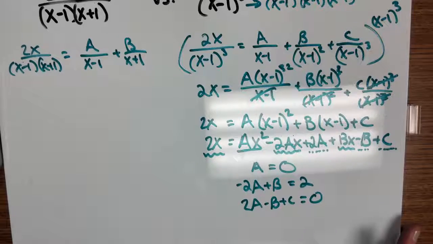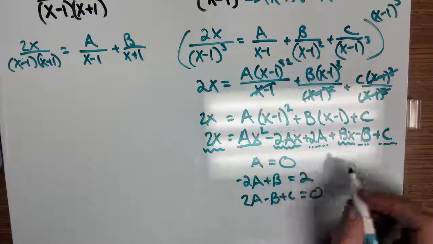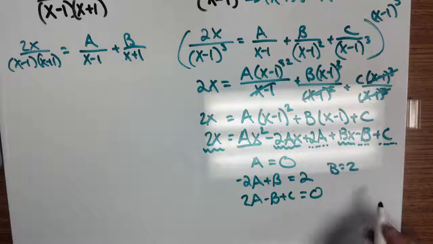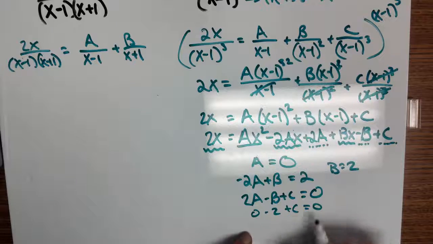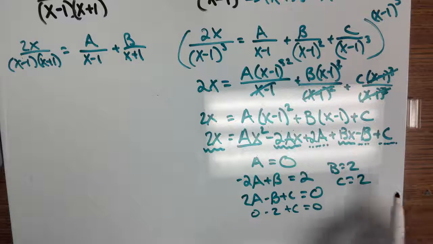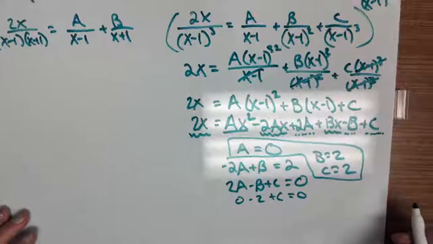Then you can do one of two things. You can solve this on a calculator, but if I already know a is 0, if I plug this in, that tells me b is 2. If I plug in 0 minus 2 plus c is 0, that tells me c is 2. So now remember, this is not your final answer. You have to go back and create your fractions, but you are pretty much there.